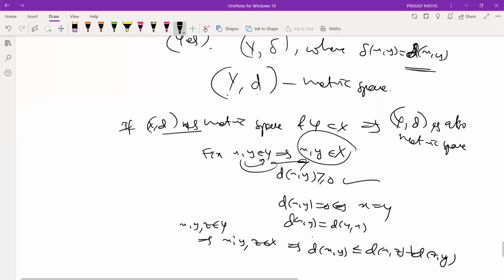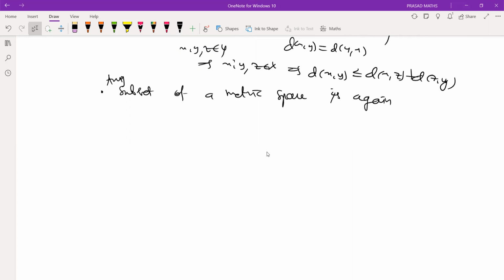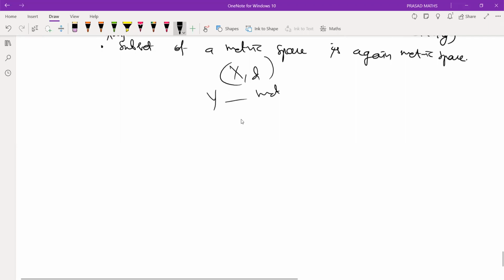Is it clear? So what you observe is that a subset of a metric space is always a metric space. That means any subset you take of a metric space is again a metric space, by the inheritance property, by the same metric. Is it clear this step? Yes, sir. Suppose X is a metric space, Y with respect to delta is a metric space, where delta is nothing but d.